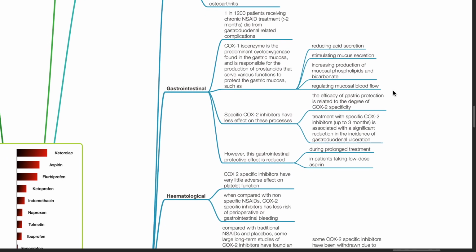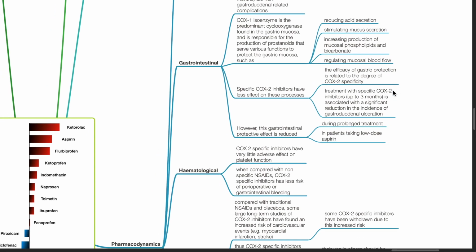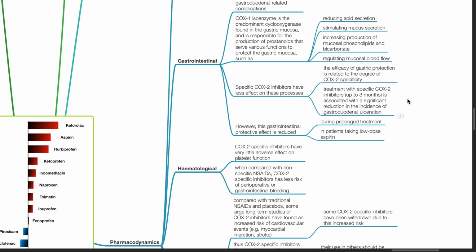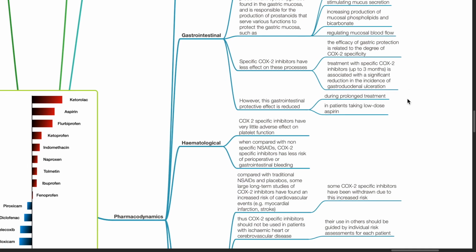Specific COX-2 inhibitors have less effect on these processes. The efficacy of gastric protection is related to the degree of COX-2 specificity. Treatment with specific COX-2 inhibitors up to 3 months is associated with a significant reduction in the incidence of gastroduodenal ulceration. However, this gastrointestinal protective effect is reduced during prolonged treatment and in patients taking low-dose aspirin.